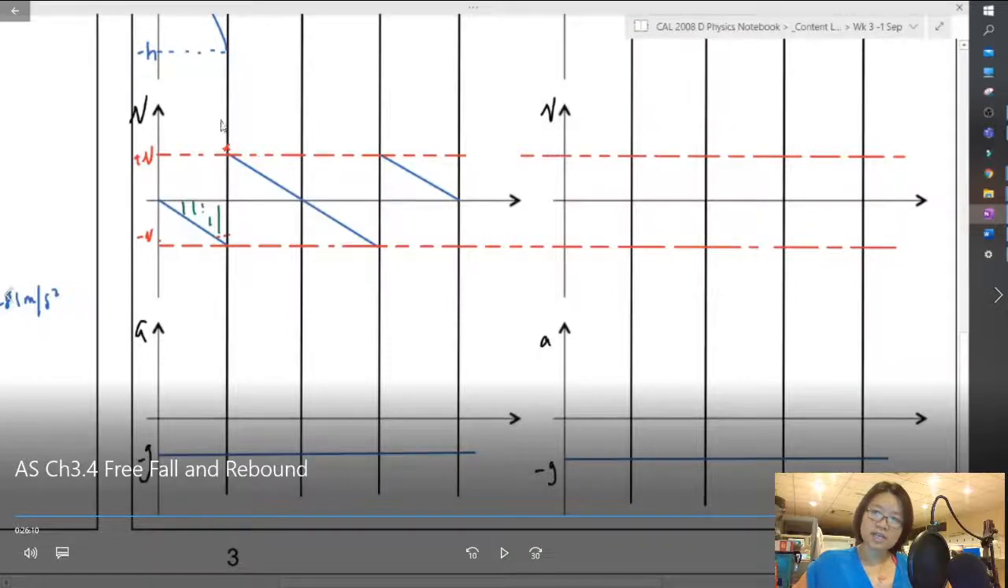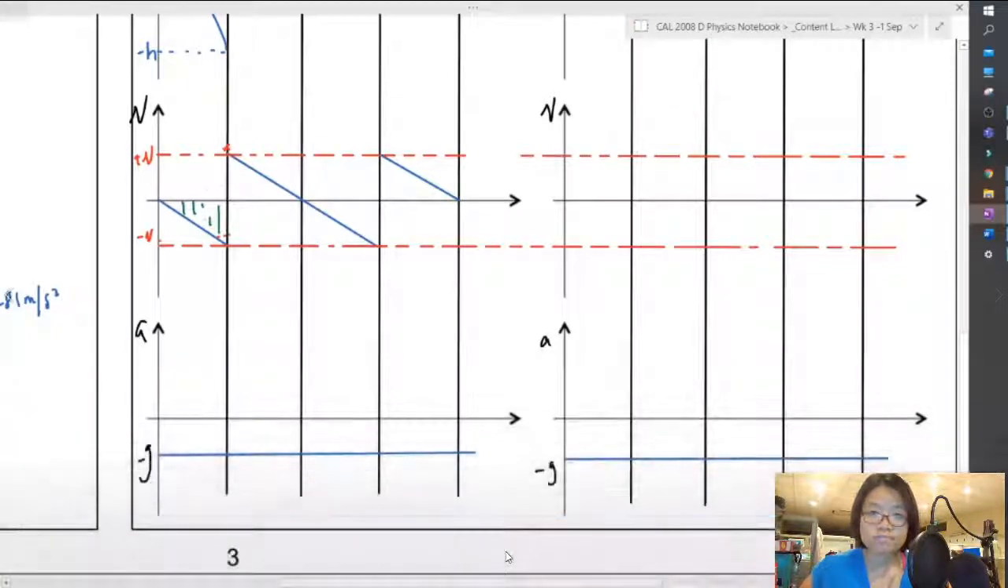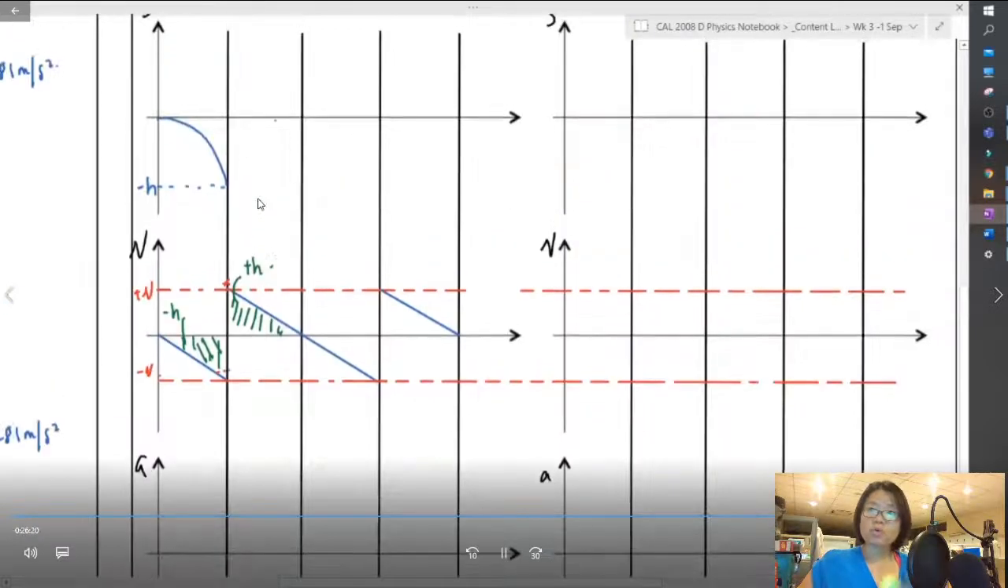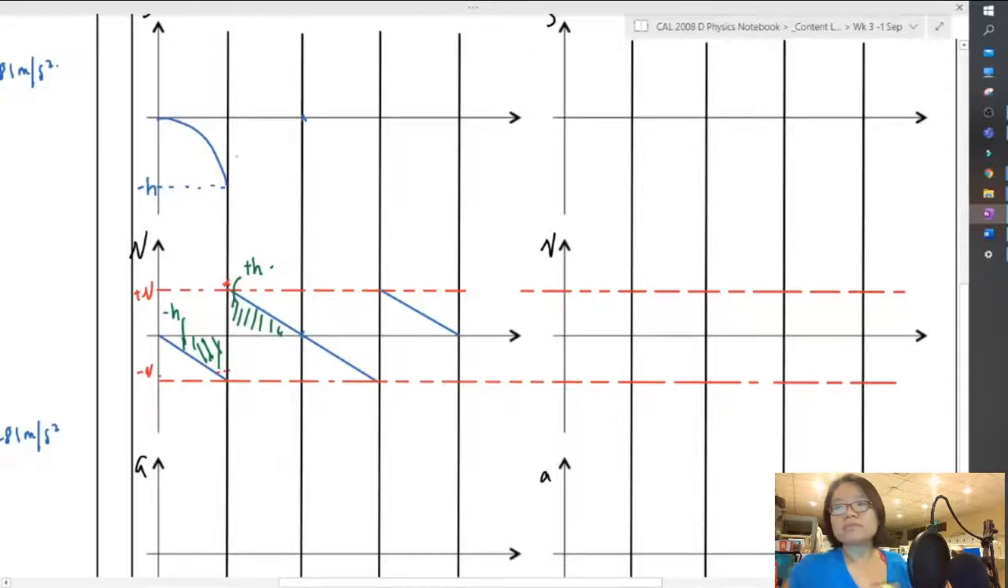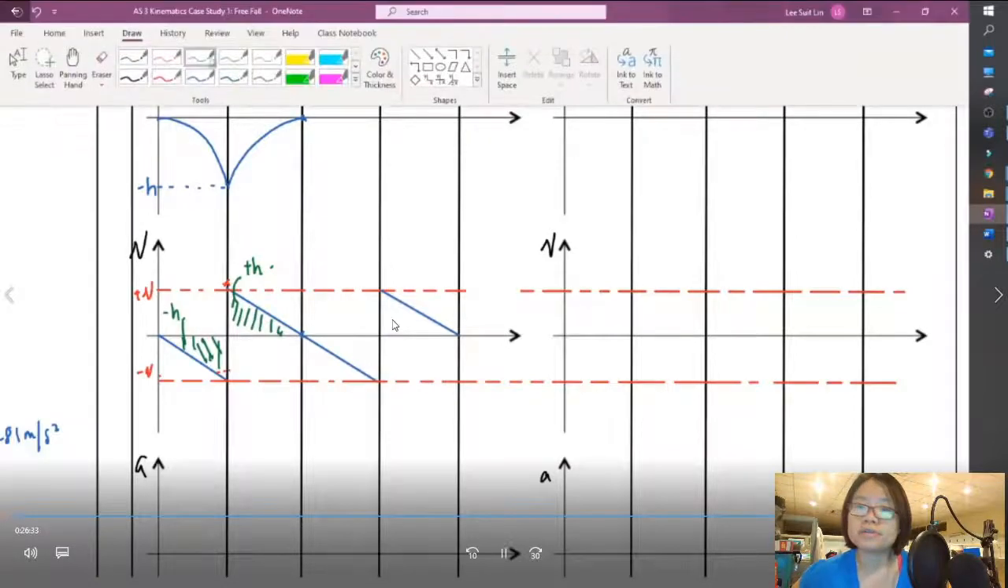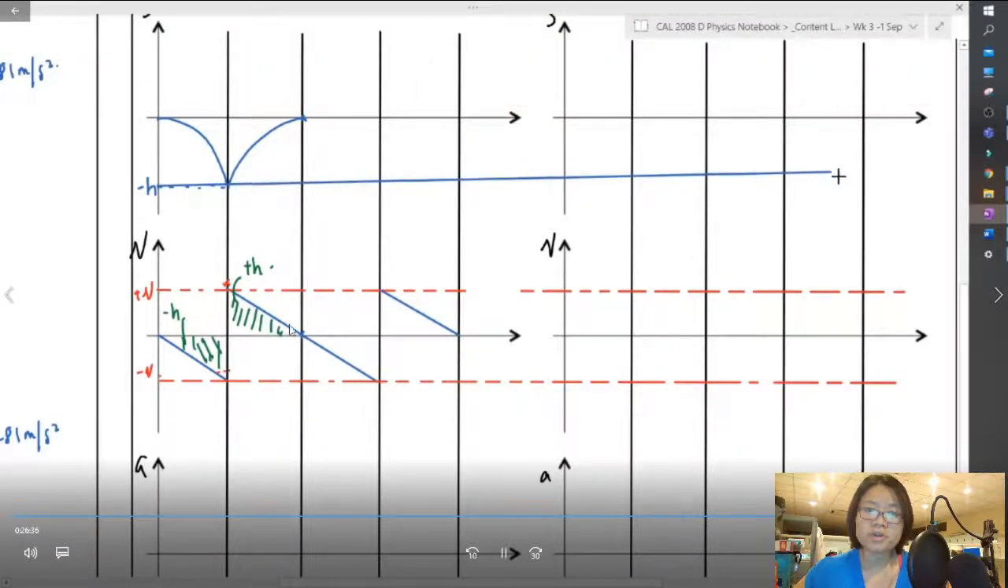So you get a lot of these kind of lines, and all these lines will be parallel. Why? Because all of these lines should have the gradient of negative g. Okay? So the next part I want to talk about is the area. This area is the distance being dropped. This area is the distance of the ball going up. So these two areas must be the same because there's no loss in kinetic energy. If I fall 10 meters, I will rise up 10 meters. Alright? And at the same time, this area and this area will also be the same. All the areas are the same.